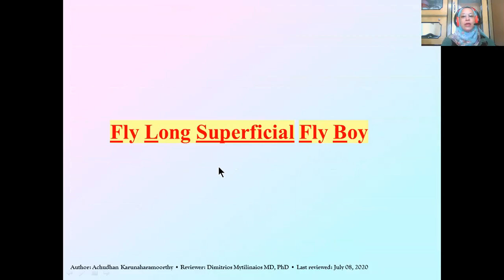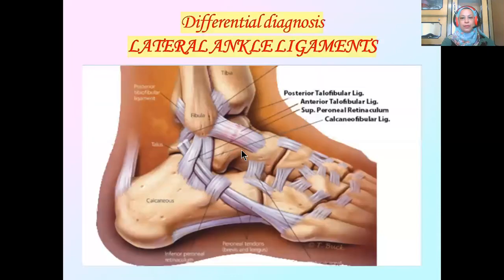There is a simple mnemonic to remember the nerve supply: fly long, superficial, fly. The first FL belongs to fibularis longus. The other FB belongs to fibularis brevis. They are supplied by the superficial peroneal nerve with nerve root L5 S1.